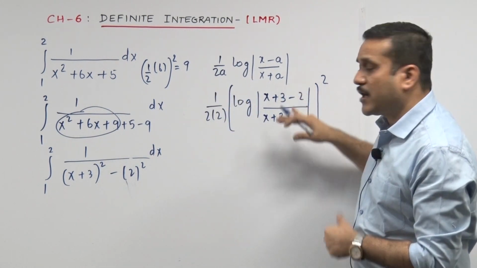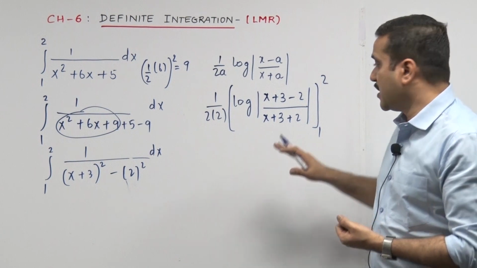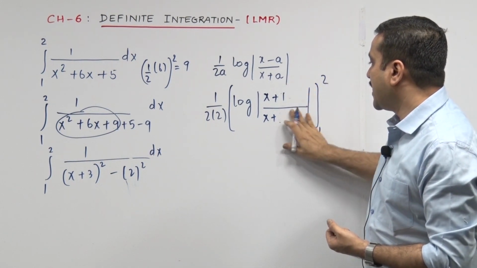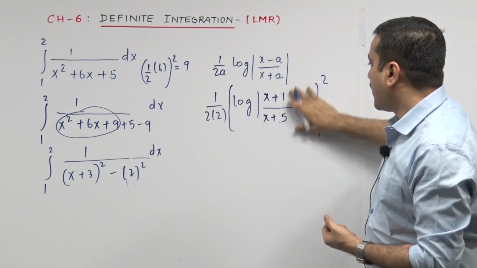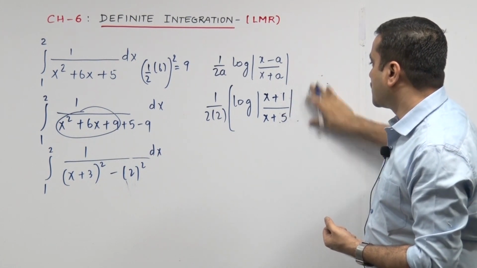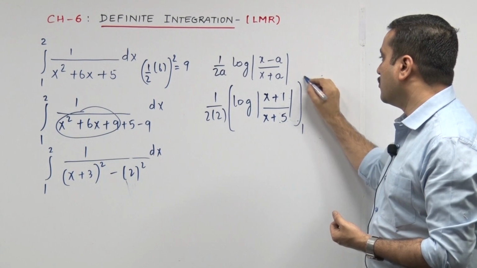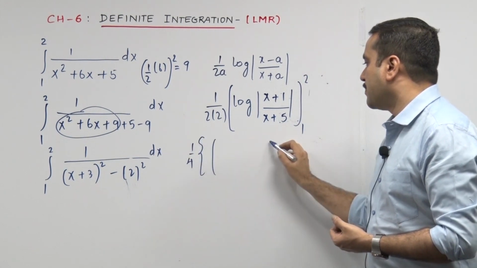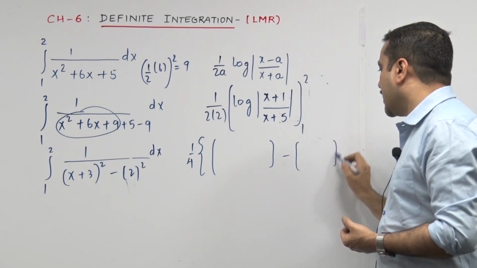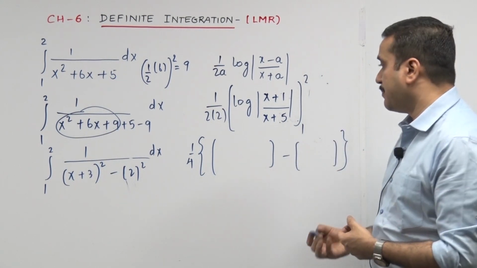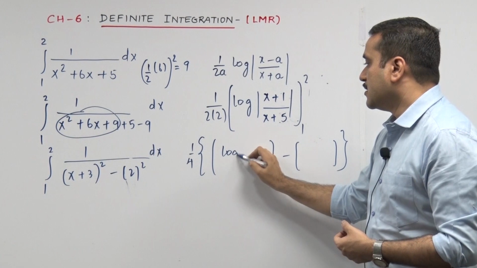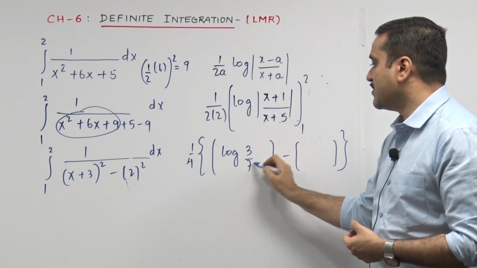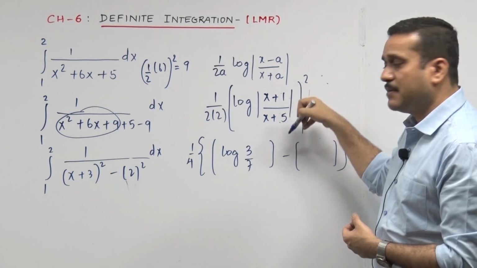Coming back, before I go upper bracket minus lower bracket, let me settle down the answer. That's going to be x plus 1, that's going to be x plus 5. And finally, we start our last process, going upper limit, lower limit. So 1 by 4, curly bracket, I have upper bracket minus lower bracket. I hope everybody is comfortable. Upper bracket, log. My 2 is coming in x, so that's going to be 3 by 7. Check please, 2 coming in, 3 by 7.